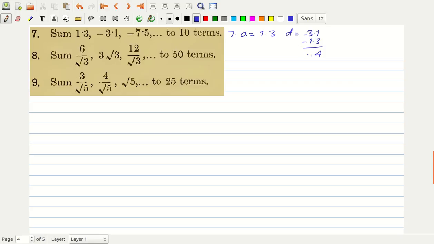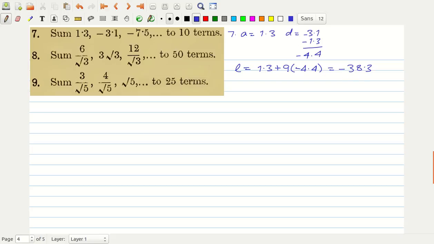So 4.4, minus 4.4, right? Minus 3.1 minus 1.3. So this is d, and you have to add 10 terms. So what will be the 10th term? The 10th term will be a, 1.3, plus 9, since 10 minus 1 is 9, times minus 4.4, and this you will get as minus 38.3.